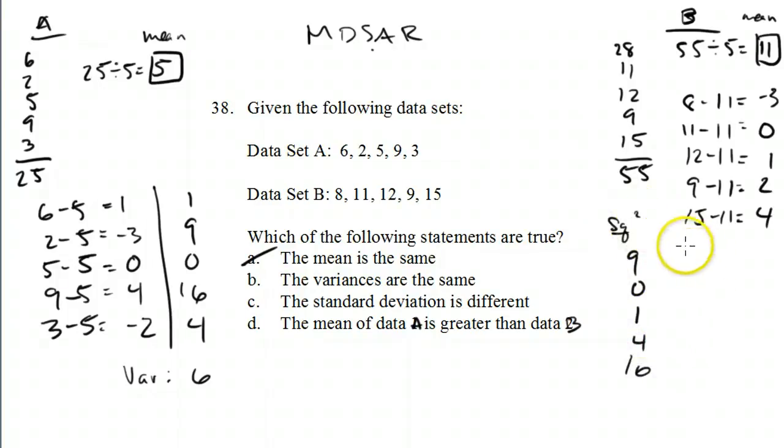And finding the variance then, by taking the average, I add them all up. This 30 divided by 5 is 6. So I see their variances are the same. Well, this one says the variances are the same. Well, there we go. That's the answer.